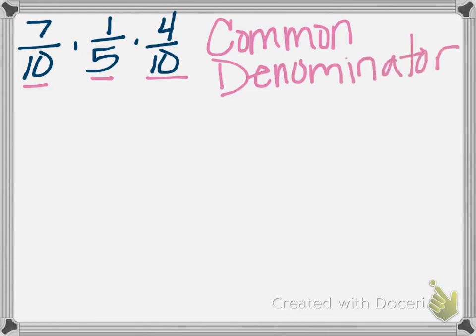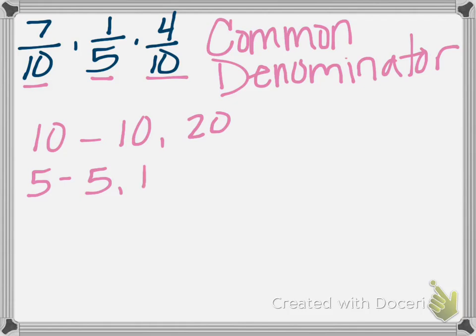Well, I can look at the multiples. 7/10. Oh, I just really need to look at 10. 10 times 1, 10. 10 times 2, 20. I really don't feel like I need to go any higher. So now 5. 5 times 1, 5. 5 times 2, 10. Done. So my common denominator is 10.